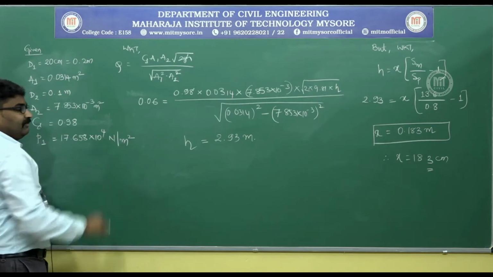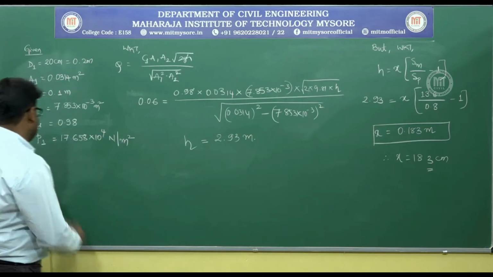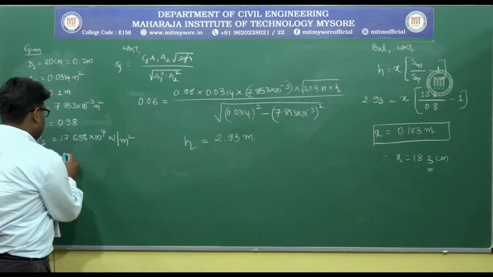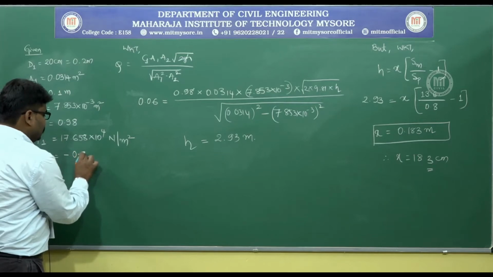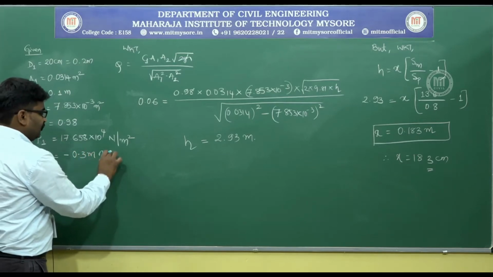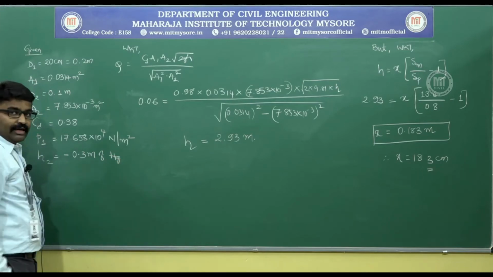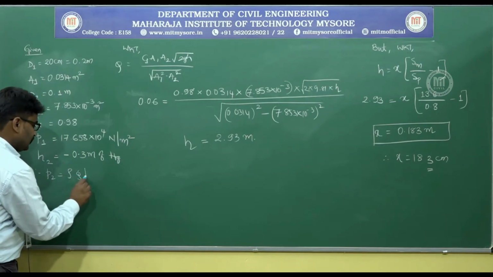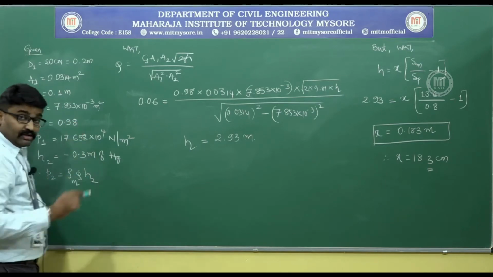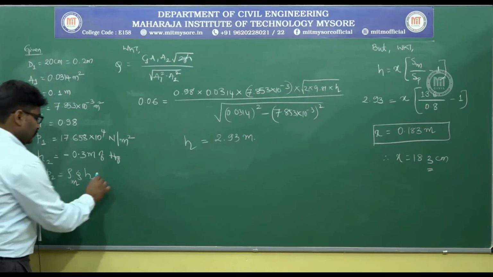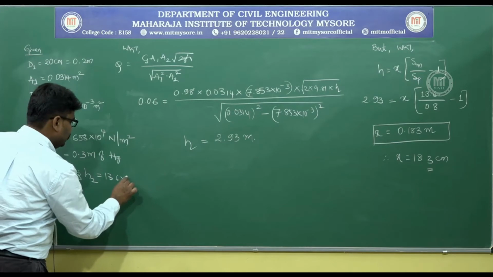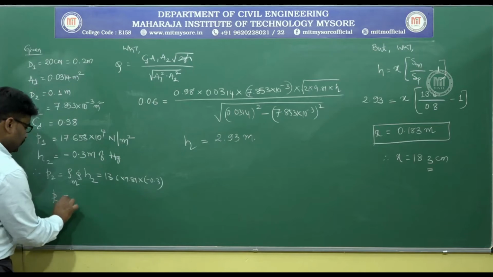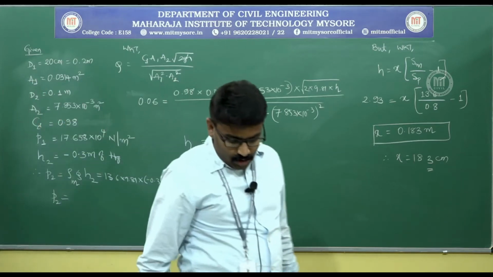10 power 4 because it was given as Newton per centimeter square, and P2 is not given, instead H2 is given, and he says it is vacuum. That means minus 30 centimeter is nothing but 0.3 meters of mercury. How do I convert this into P2? Therefore, P2 is equal to rho g H2. He says it is mercury, so I will write it as rho m. So, this becomes 13.6 into 9.81 into minus 0.3.